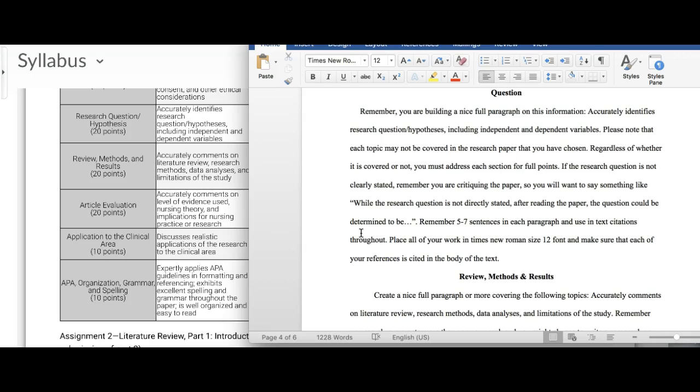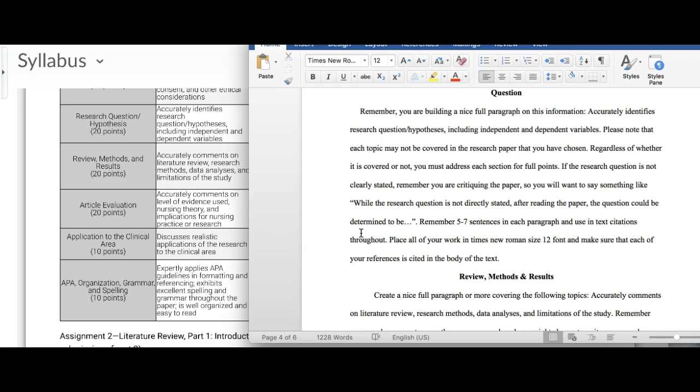The next section is reviewing the methods, literature review, the methods and the results. So in this section you want to critique the author's literature review. Did they have a literature review that was specifically designated as a literature review? Or did they address numerous research studies throughout the entire paper? So it's important to identify how easy it was to find the literature the authors used to support their research.